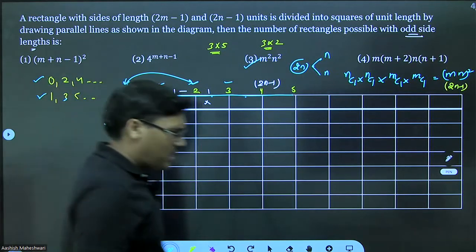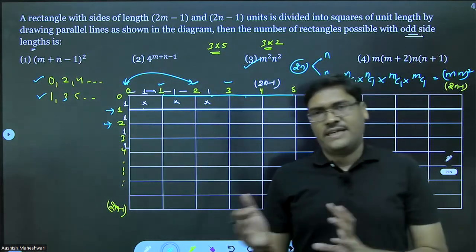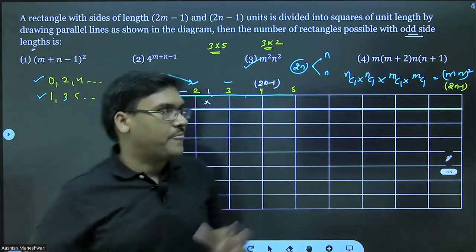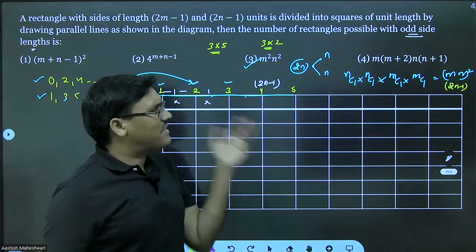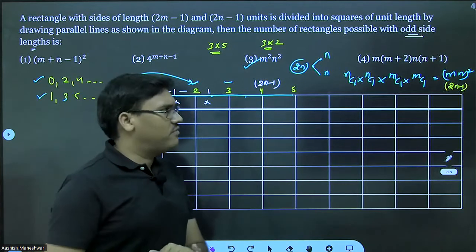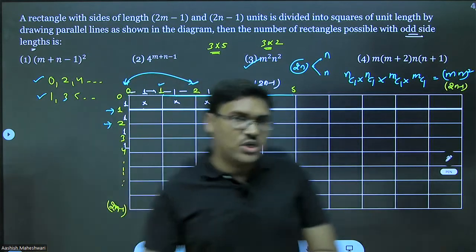So I hope you have understood how to calculate the number of rectangles and squares in a grid. And if you have some other conditions, you have to just modify something for solving. So I hope you have enjoyed this concept.